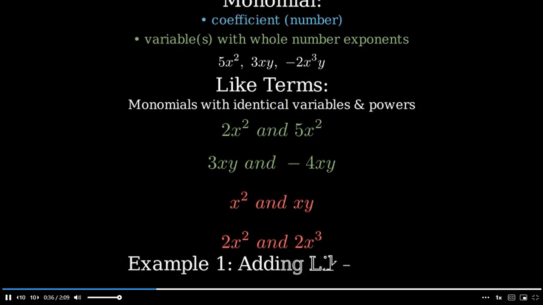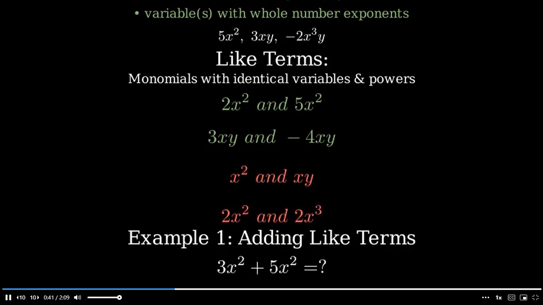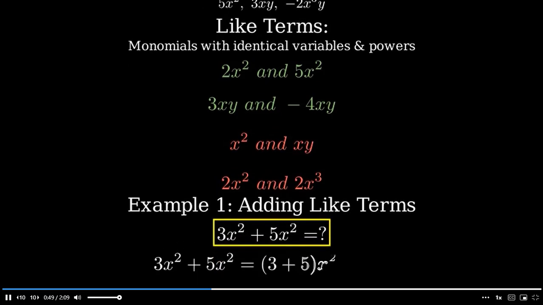Let's start with a simple example of adding monomials. Let's add 3x^2 and 5x^2. Since these are like terms, we can add their coefficients and keep the same variables and powers. 3 plus 5 is 8, so our answer is 8x^2.